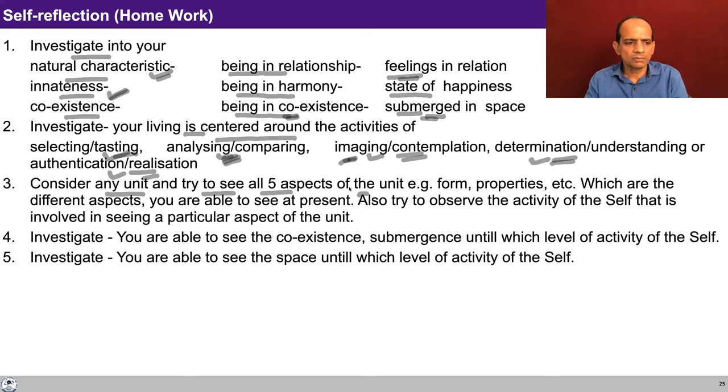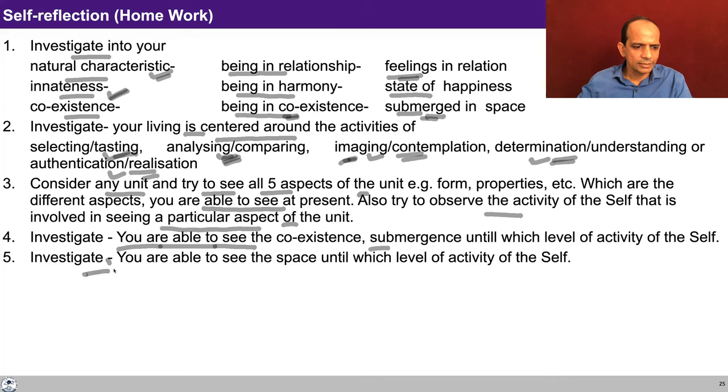So you can observe all the five aspects of any unit and then try to see which are the different aspects you are able to see at present. Also try to observe the activities of the self that is involved in seeing a particular aspect of the unit. This will take you some time to observe, but keep on observing and keep on jotting down what you observe. Then investigate whether you are able to see the coexistence, the submergence, until which level of activity of the self. Then investigate whether you are able to see the space until which activity of the self.